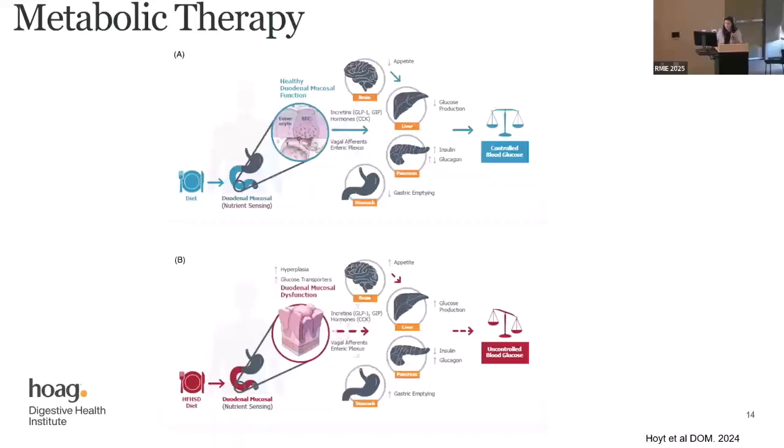And so what we see in patients with normal duodenums is that you have your incretins here that communicate with your brain, liver, pancreas, and stomach, and you control your blood glucose. But in patients with diabetic duodenopathy, there may be an increase in hyperplasia and dysfunction within the duodenum. There is dysregulated communication with the brain, the liver, the pancreas, and the stomach, and now you have uncontrolled blood glucose.